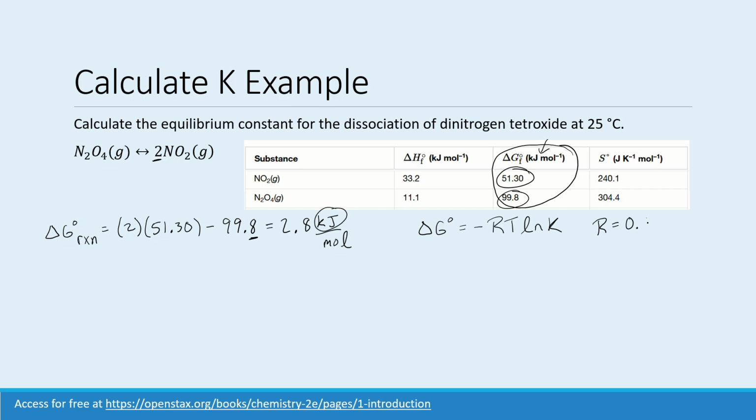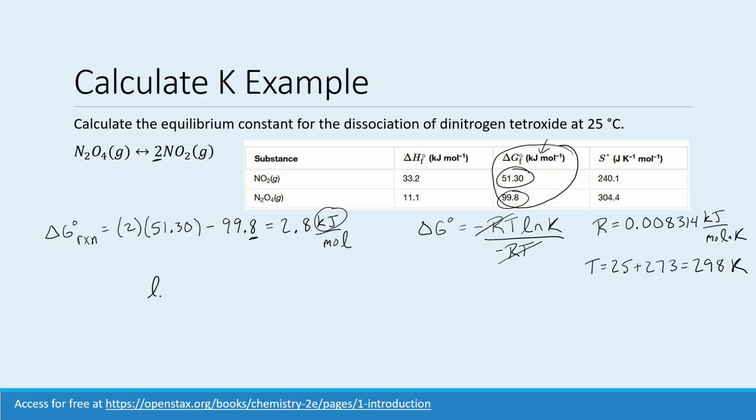Of course, because that delta G is in kilojoules, R also has to be in kilojoules. And so we've already found that R in kilojoules is 0.008314 kilojoules per mole Kelvin. And that Kelvin means that we need to also change the temperature into Kelvin by adding 273 to that 25. And so at room temperature, you have 298 Kelvin. Okay, so we've fixed all of our units.